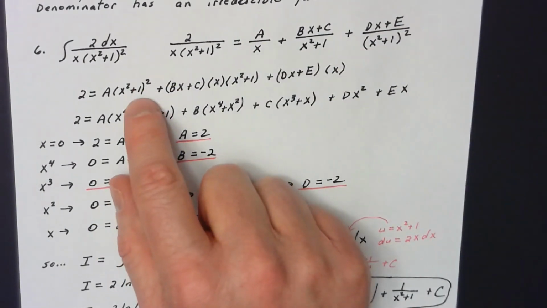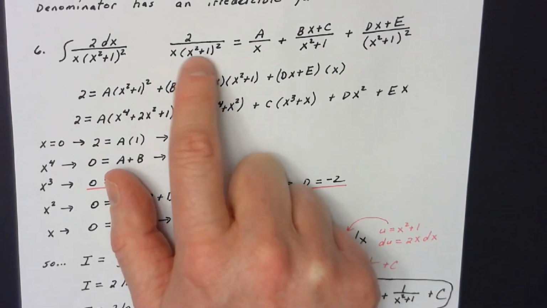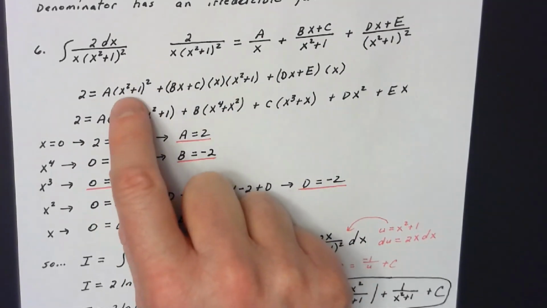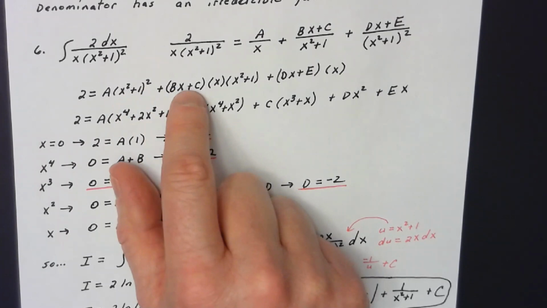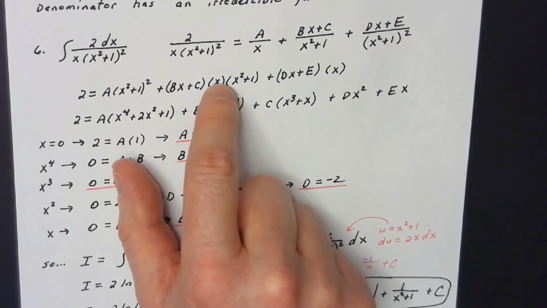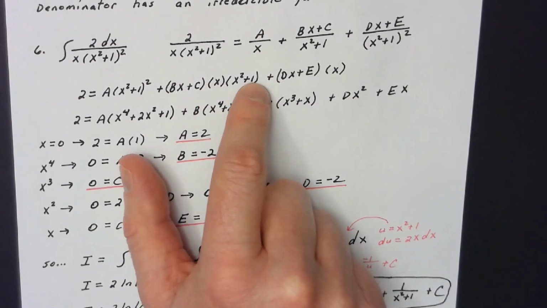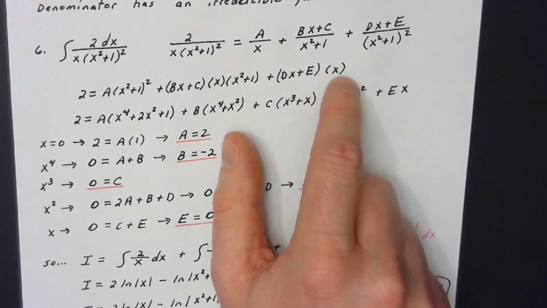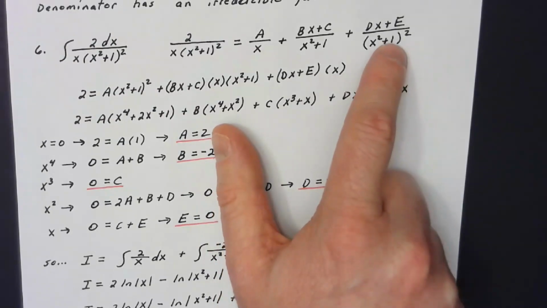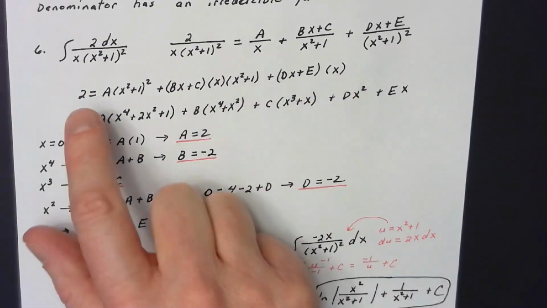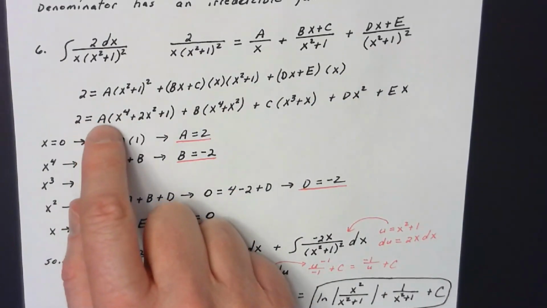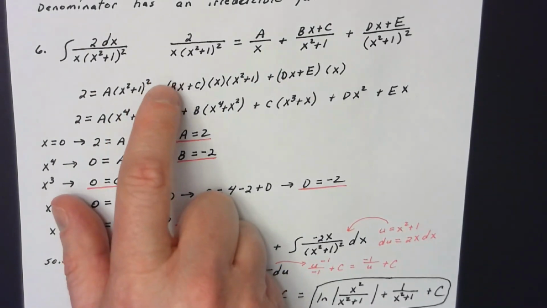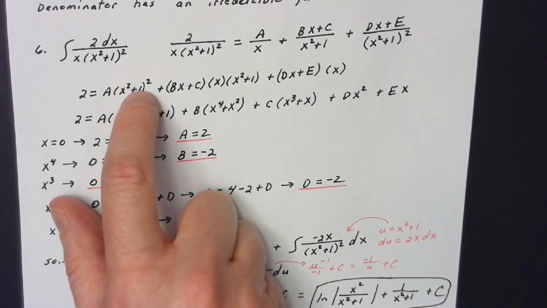So I multiply by the least common denominator on both sides. The left-hand side is just a 2. The a is going to be multiplied by x squared plus 1 quantity squared. The bx plus c is going to be multiplied by the 1 factor of x and 1 factor of x squared plus 1. Whereas the dx plus e is only multiplied by the x because the x squared plus 1 squared canceled out. Now, this is the first time I've done this. Before, you really didn't need to. I think in this one it's helpful to square out this x squared plus 1 squared.